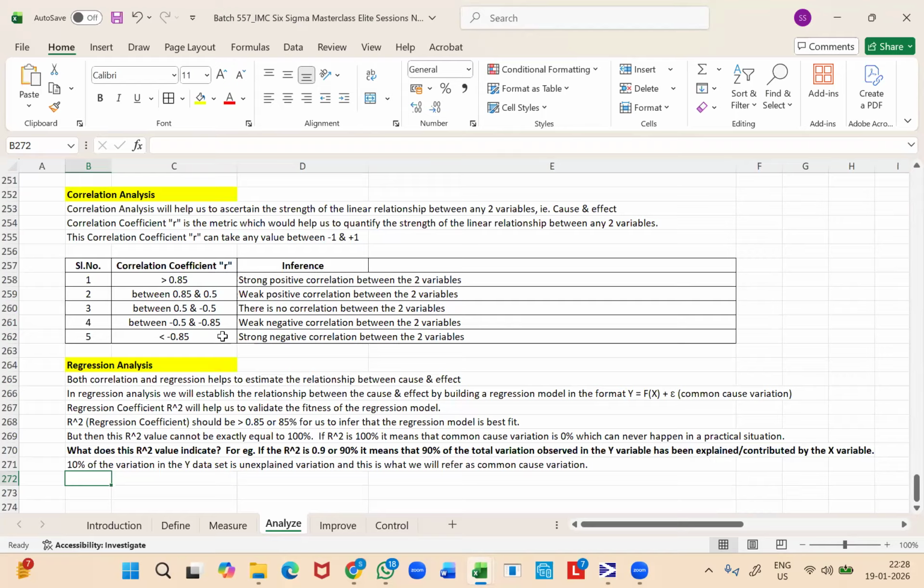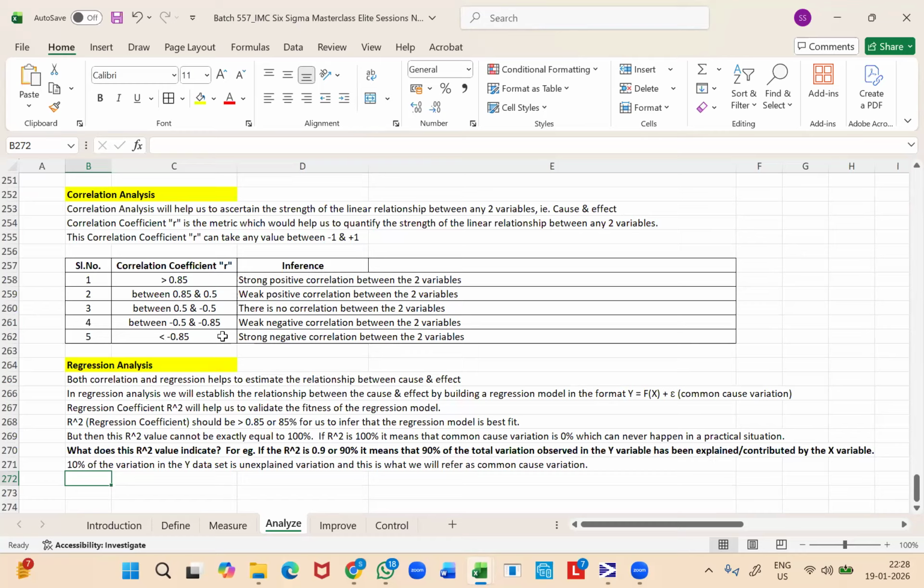But then there are two tests, Z test and T test. If population standard deviation is known, we will apply Z test. If sample standard deviation alone is known, we will apply T test. But then if the sample size is greater than 30, we can apply either Z or T test.